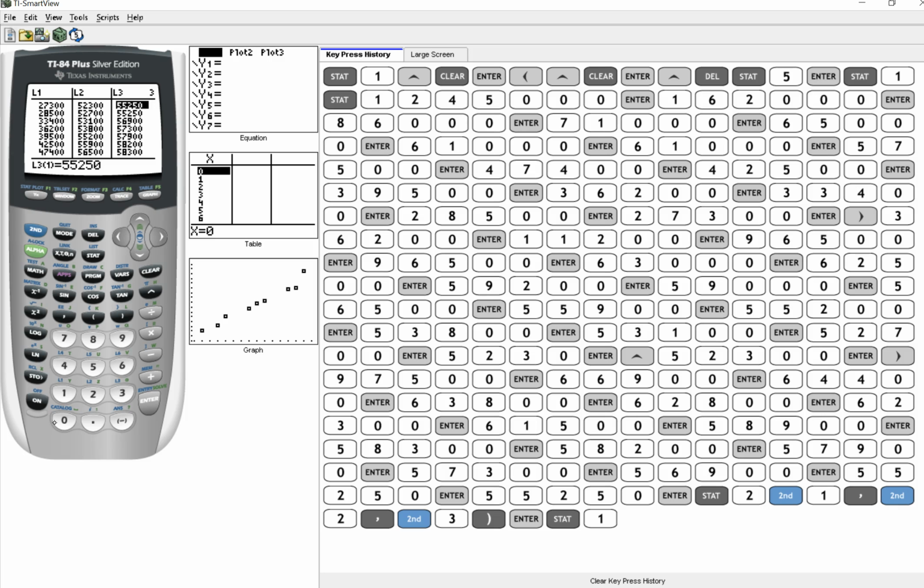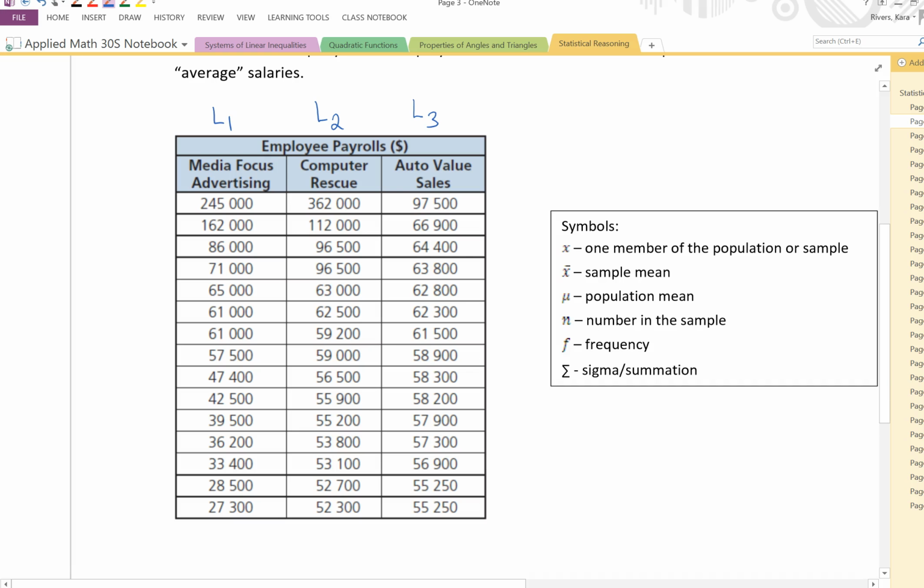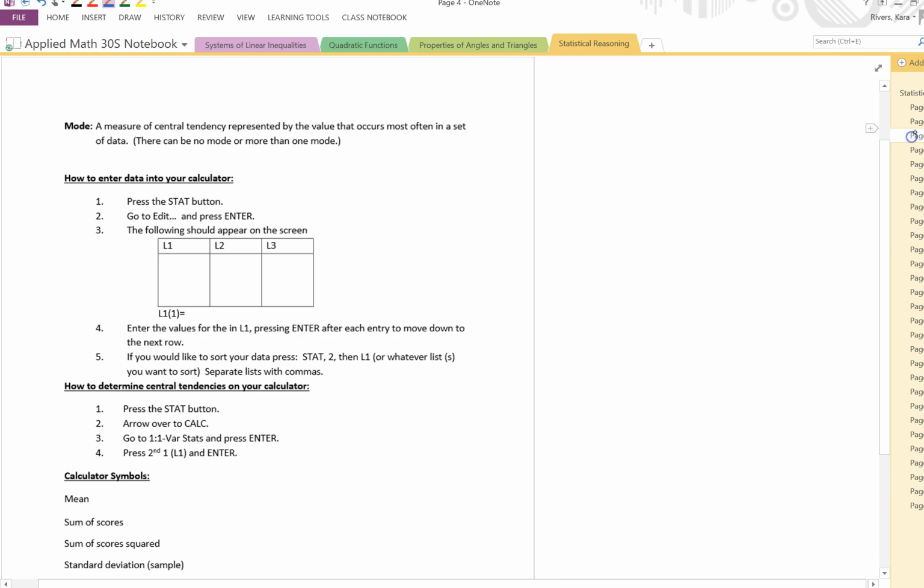Okay? Now, how do we determine the central tendencies? Remember, that's mean, median, mode, and so on. So when we do this, we go into our calculator and press the stat button again. But now we're going to arrow over to the calc button. Now, where am I seeing how to do this? I'm just in your notes on this next page here.